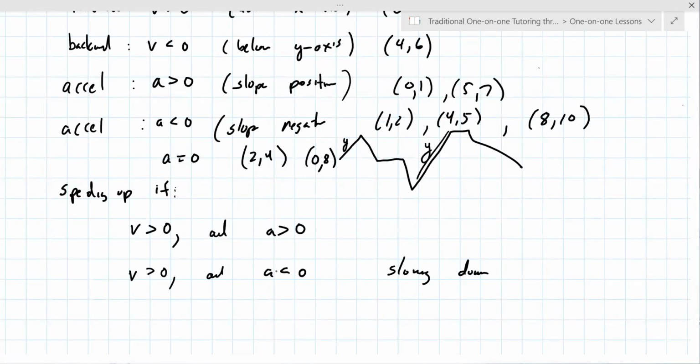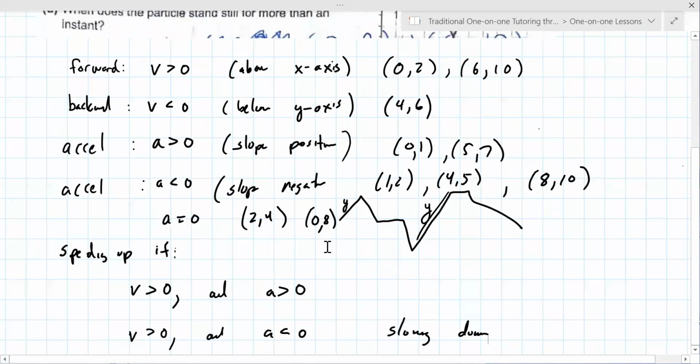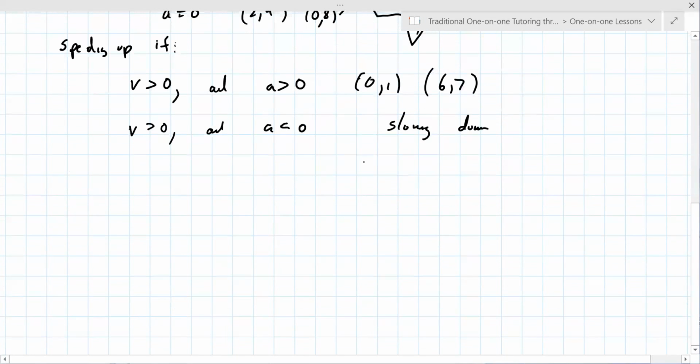So then it's just 0 to 1. No, 6 to 7 too? It's 1 to 2 because the velocity is positive, but the acceleration is negative. Oh, well, no, for speeding up though. Oh, for speeding up, it's 0 to 1 and 6 to 7. Okay, and then slowing down is 1 to 2, 8 to 10. Yes.